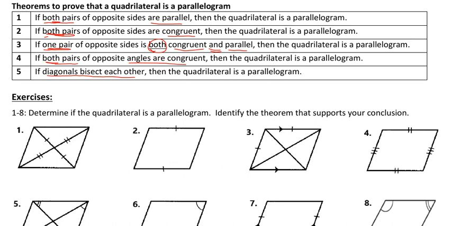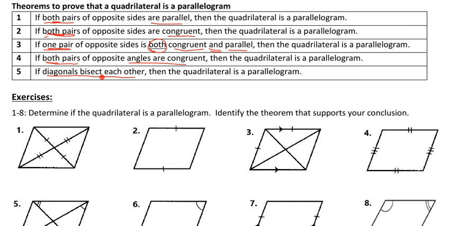It says, determine if the quadrilateral is a parallelogram. Identify the theorem that supports your conclusion. So number 1, we have this figure that looks like a parallelogram, but we do not know if it is a parallelogram or not. But the information that we have is about the diagonals, and we can see that this piece is congruent to this piece, and this piece is congruent to this piece. So basically what we're seeing is that the diagonals are bisecting each other, which is theorem number 5 here.